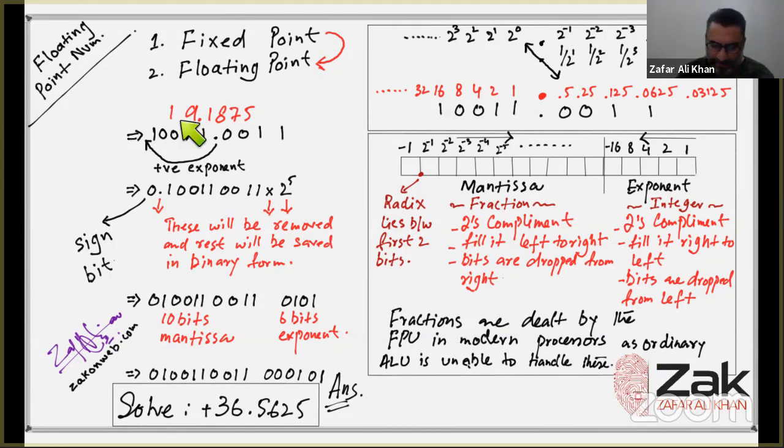So now we have the fixed point representation in binary of 19.1875. What basically happens is that once we get the fixed point, we have a point in here, but since we cannot keep the point anywhere, we have to move it. So the rule says to move it to the extreme left, all the way towards the left. When we move it all the way towards the left, that would become 0.100110011, that is over here.